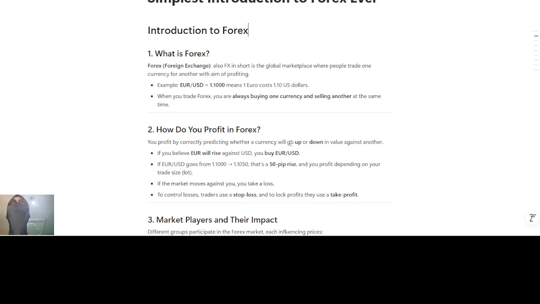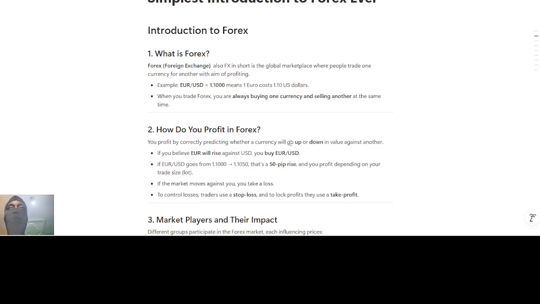Now, why do you make a loss? Because the opposite happens. Instead of the dollar gaining value, the dollar loses value, while you are converting value by selling off your euro to gain value in the dollar. So what happens is the euro gains value and the dollar loses value. So that's how you end up making a loss. But I will explain it in more detail further.